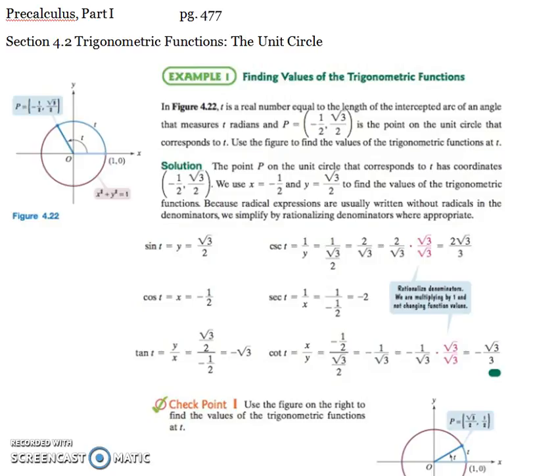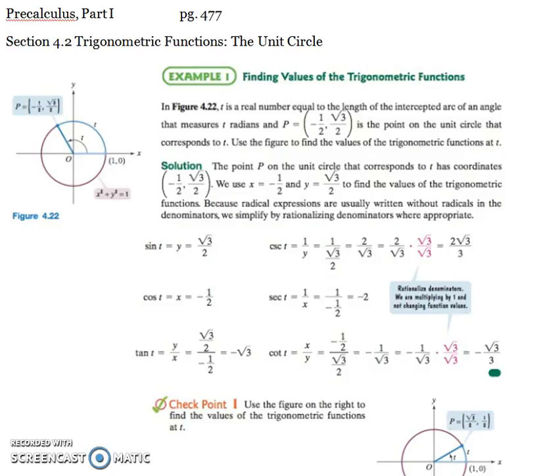Okay? So, in figure 4.22, the real number t is equal to the length of the intercepted arc of an angle that measures t radians. You do know these, or you will know these, but at the moment they're just telling you that this is the point -1/2, square root of 3 over 2. As long as the radius is 1, that doesn't change.